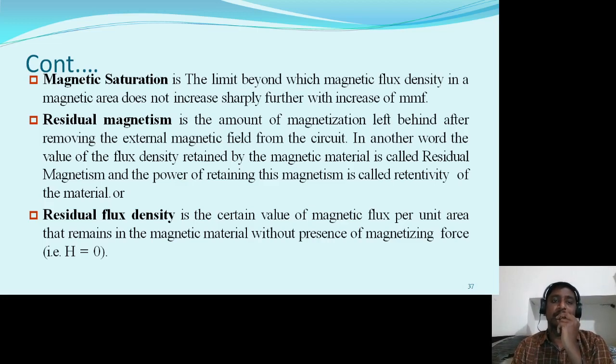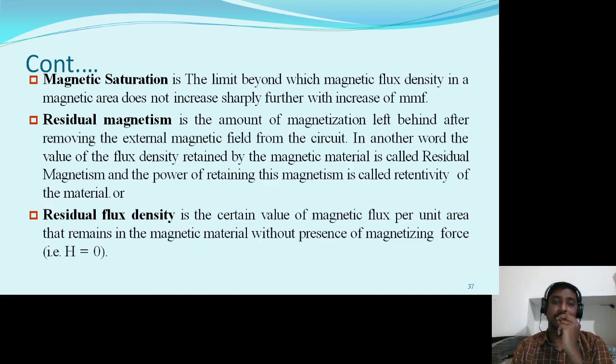So what is the first term? Magnetic saturation. It is the limit beyond which the magnetic flux density in a magnetic material does not increase sharply with further increase of MMF. Clear? Even if you increase the magnetizing force, the magnetic field intensity, capital H, there is no change in the flux density. That portion is said to be magnetic saturation.